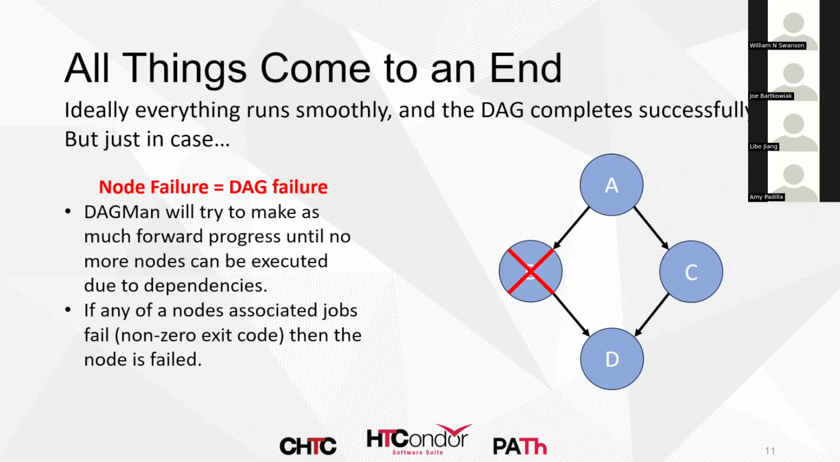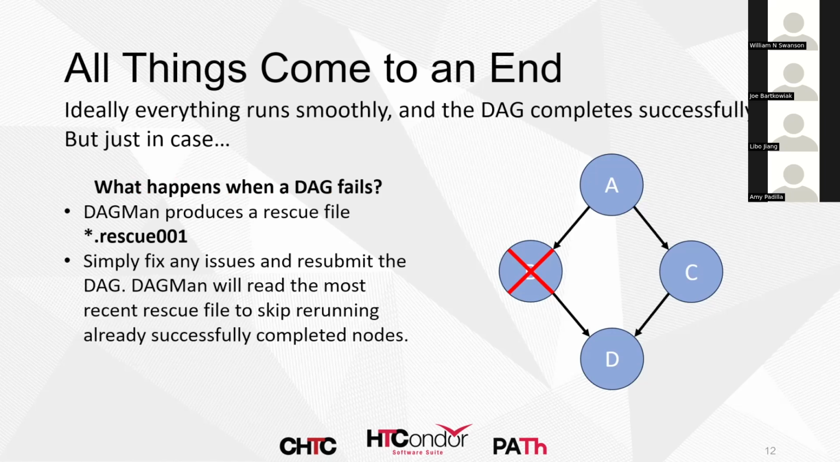It's failed. So DAGMan will write a rescue file. This is a nice little file that basically records all the work that has completed successfully so far. It's just a list of nodes that are done. And this will allow you to fix any issues.